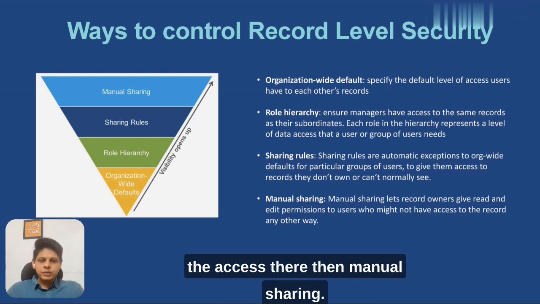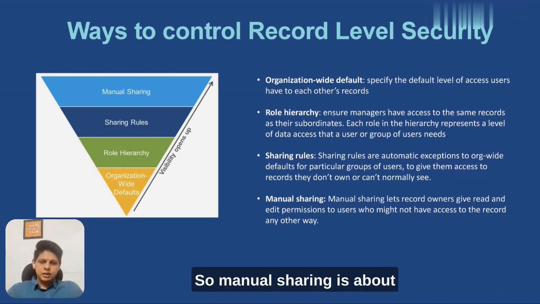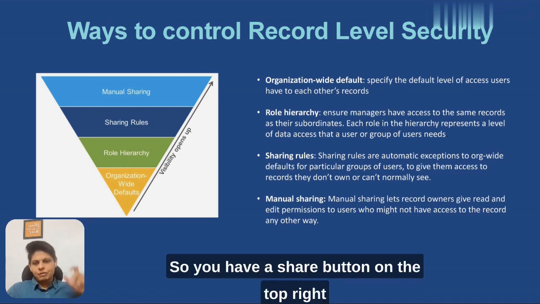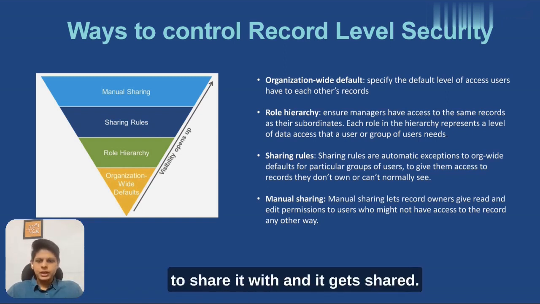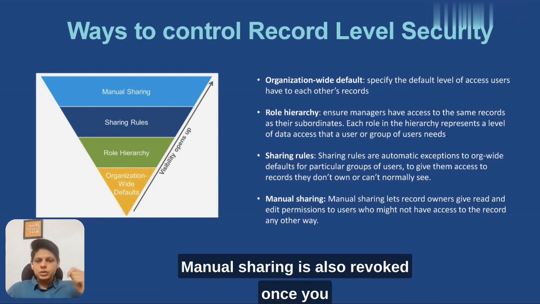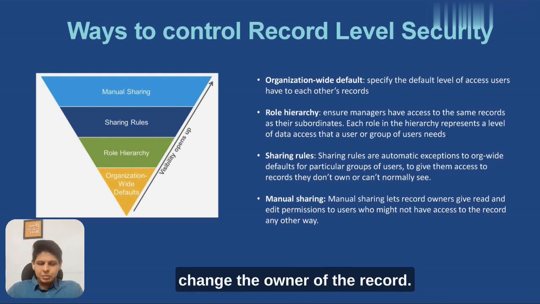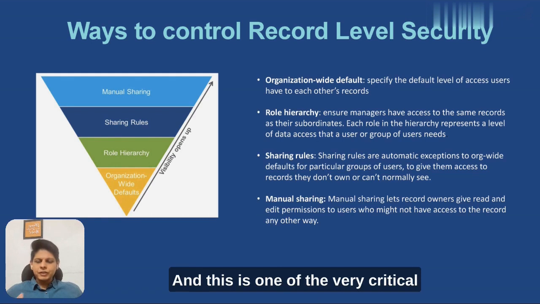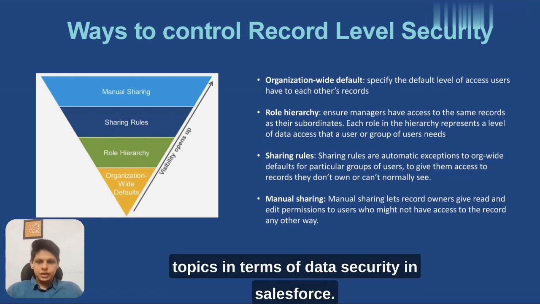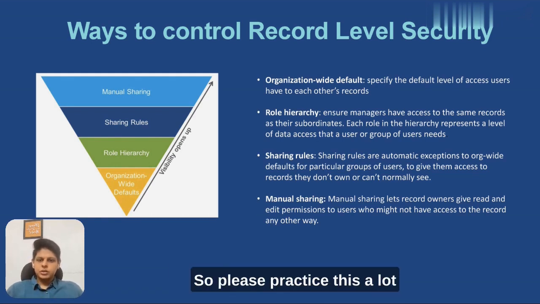Then manual sharing. Manual sharing is about manually sharing the records. So you have a Share button on the top right. Click on that, you can choose the user you want to share it with, and it gets shared. Manual sharing is also revoked once you change the owner of the record. But anyways, we'll cover that in the next sessions to come. This is how we control the record level security, and this is one of the very critical topics in terms of data security in Salesforce. So please practice this a lot and have multiple scenarios here.